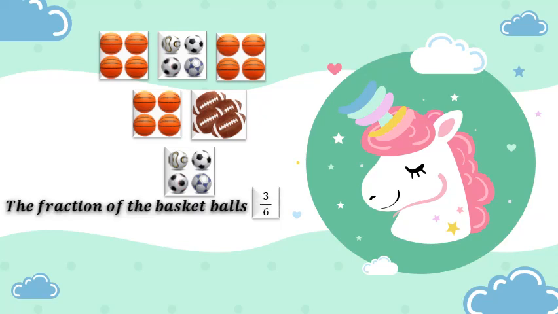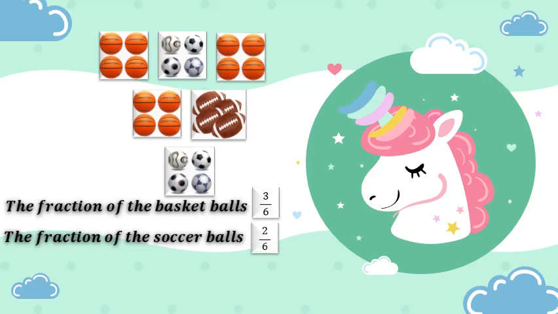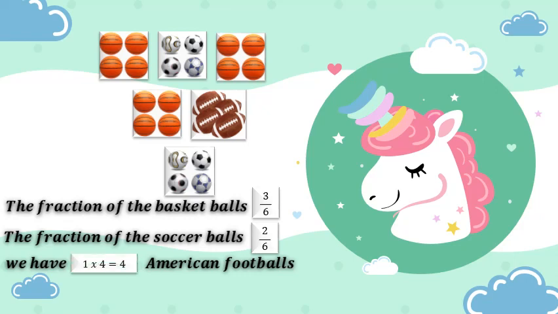So the fraction of the basketballs is 3 groups from 6 groups. The fraction of the soccer balls, as we can see, is 2 groups from 6 groups. Now how many American footballs do we have? It's 1 group times 4 American footballs inside. So it's 1 times 4 equal to 4.